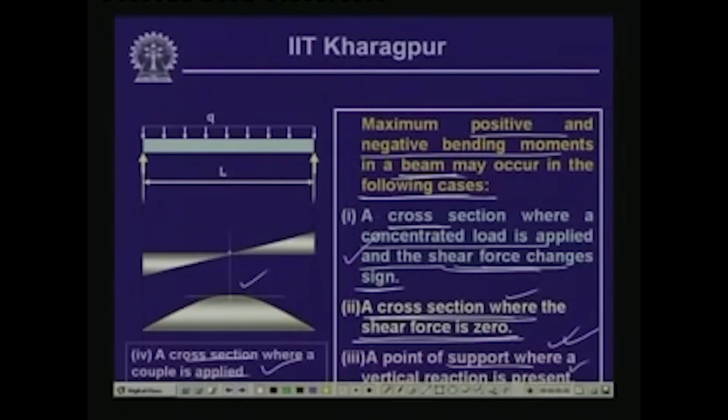So, these are the situations where you can expect the value of the bending moment could be maximum at those points. This could be a positive maximum or a negative maximum. That means, when we talk about the magnitude of that bending moment, it could be on the negative side as well as on the positive side.